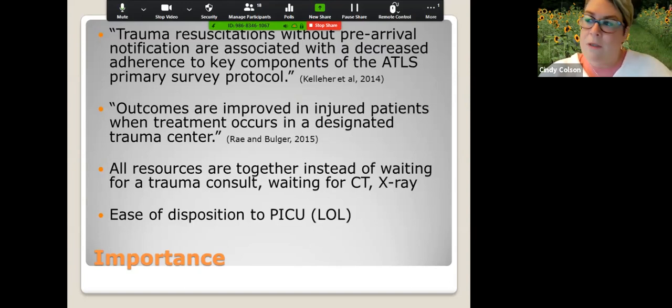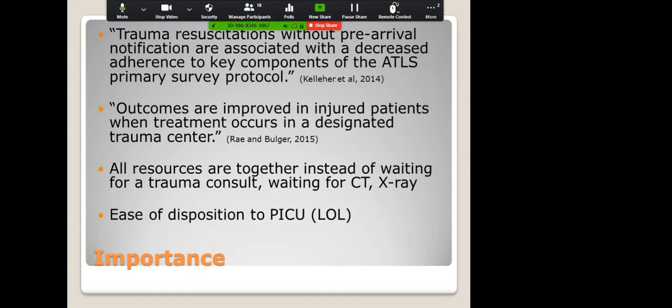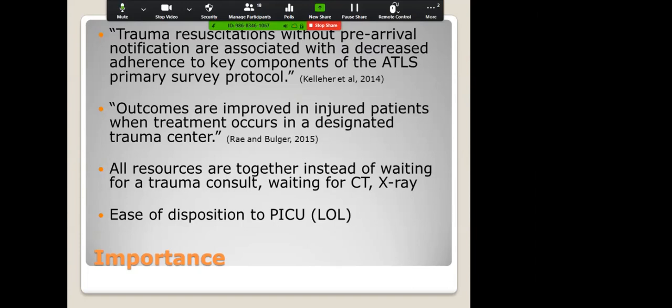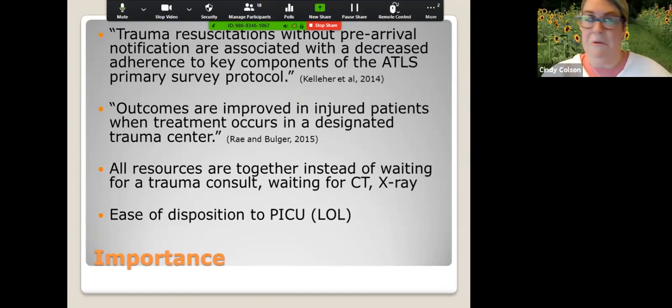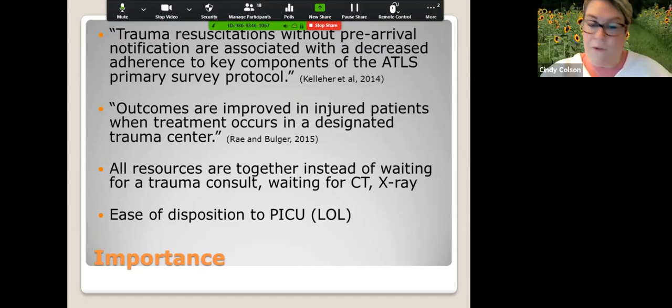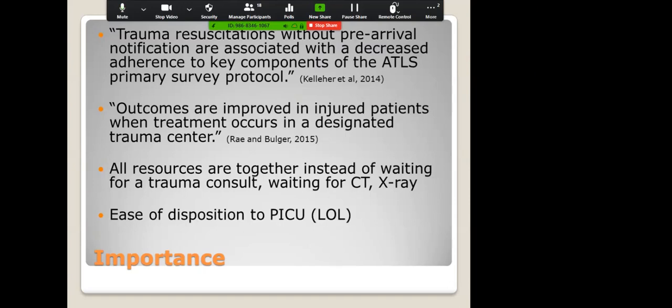Also, the importance of having kids in the trauma bay when they meet criteria is you have all your resources together and you don't have to wait for surgery to come down. You don't have to wait as long for CT. You don't have to wait in line with a bunch of other kids to get to x-ray. Also, you have an ease of disposition to the PICU. I did write LOL because I think that ease of disposition to any unit in the hospital can be a challenge, but this does help facilitate that transfer in a more timely manner.